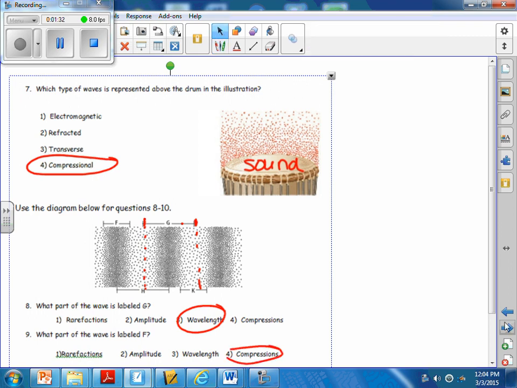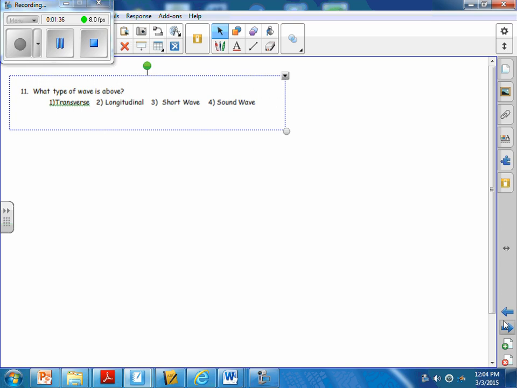That's a compression. They're going to ask you what is the name of the wave above. This is called a sound wave or longitudinal. So I told everybody to cross out sound and pick longitudinal. This is also called a compressional wave.